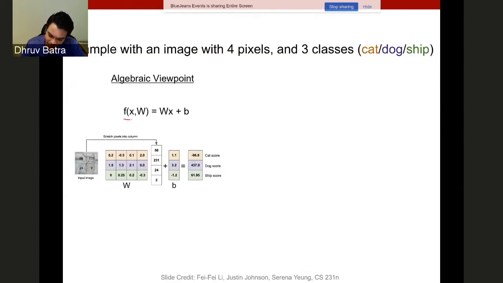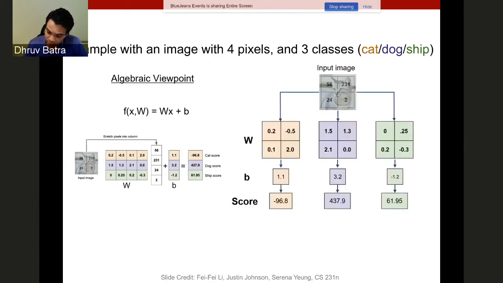So this view of f of x equals W transpose x plus B, you can think of this as the algebraic viewpoint of these linear classifiers, right? They are linear, well, because it's a matrix multiplication. That's why they're linear.